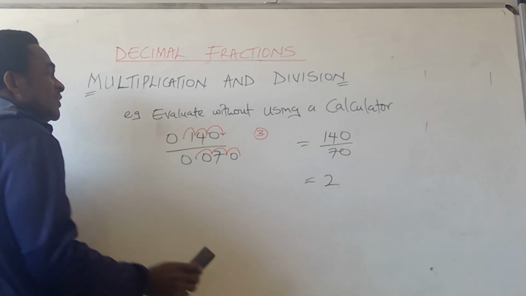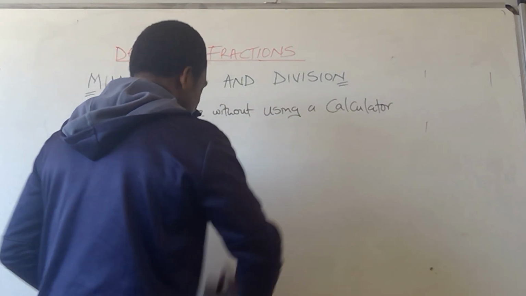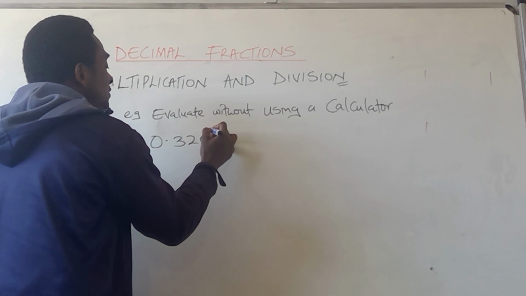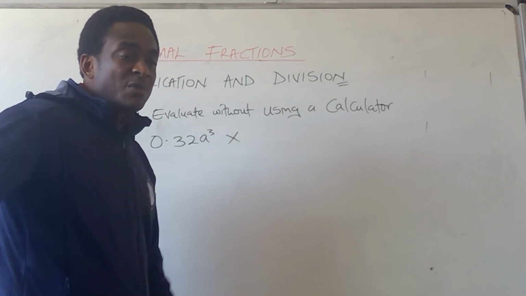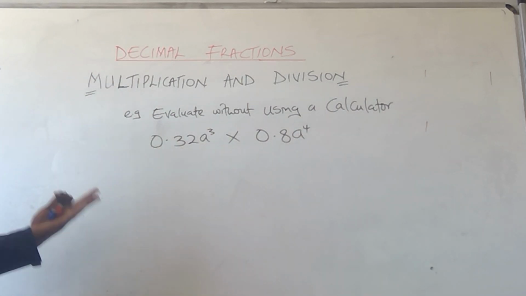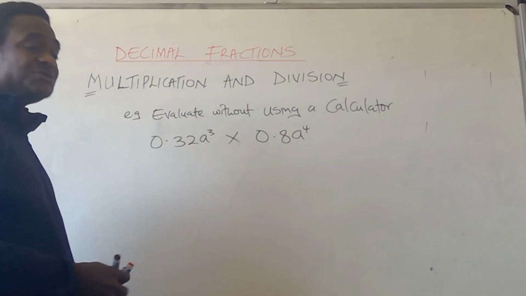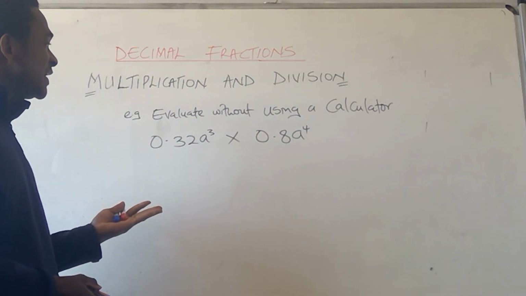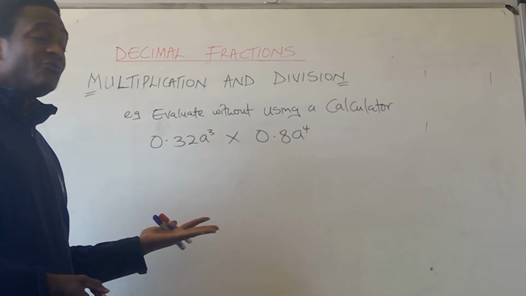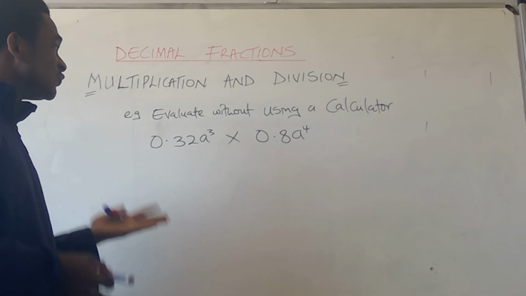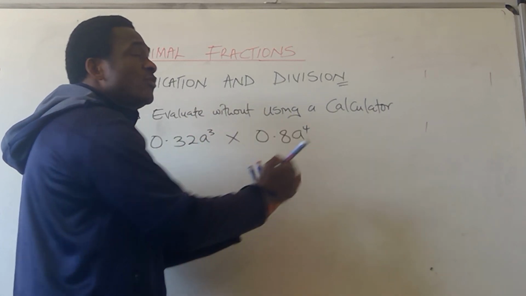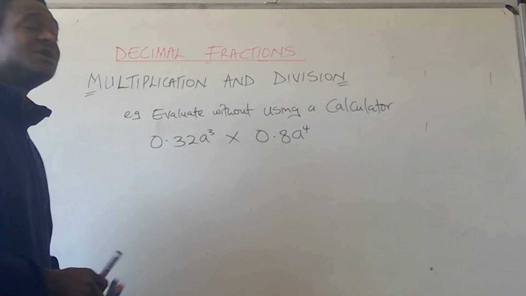Let's take one question with variables. If we are multiplying, for instance, 0.32a to the power of 3 times 0.8a to the power of 4, and we're asked to evaluate this without using a calculator, the problem here may just be the variables, but it doesn't give us any problem if we know the laws of exponents. So what we do is we focus on dealing with number and number, and then variable and variable will multiply separately, and we'll still get our answer.